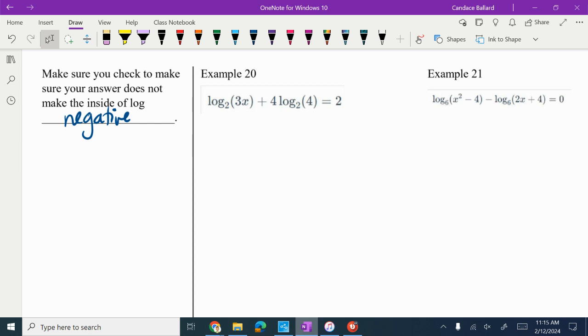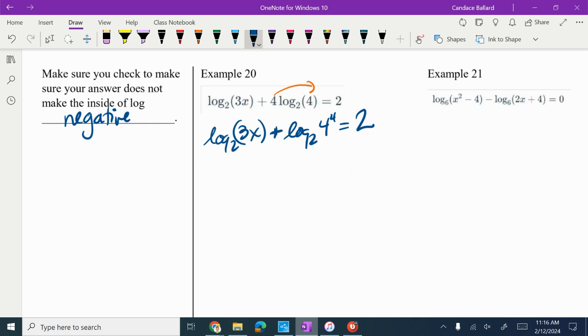Okay, we're going to take a look. The very first thing I do is I see a number in front. Where is that going to land? Exponent. Good. So we've got log base 2 of 3x plus log base 2 of 4 to the 4th equals 2. Okay.